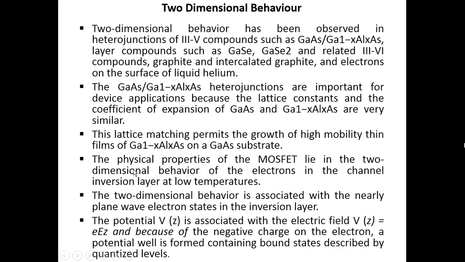The physical properties of the MOSFET lie in the two-dimensional behavior of the electrons in the channel inversion layer at low temperatures. We have already seen the constructional features of the MOSFET. The same concept can be used as a nano device if we confine the motion of electrons in one direction, so it can act as a two-dimensional electron system, or 2DEG system, or two-dimensional electron device.